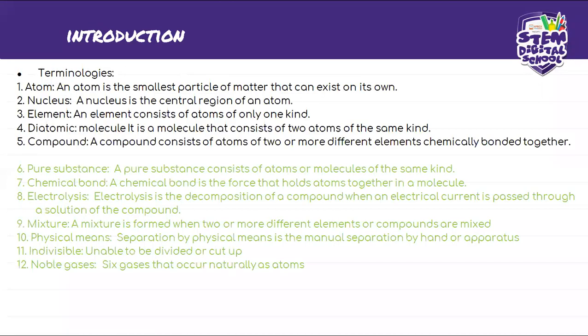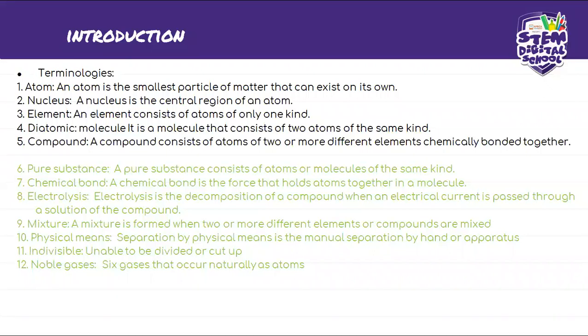All right. Now let's look at some terminologies related to this topic. We shall be dealing with the atom, and so we would like to know what the atom is. The atom is the smallest particle of matter that can exist on its own. We will look at the nucleus, which is the central region, or central part, of an atom. We'll look at the element. An element consists of atoms of only one kind. We will look at the diatomic molecule, which is a molecule that consists of two atoms of the same kind.